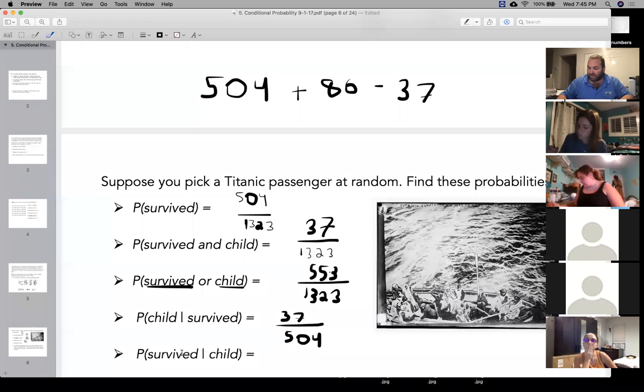First, start with the denominator. We always start with the denominator first. The denominator should always be what you're considering for that problem. And then you do the numerator second. So what's my denominator going to be here?